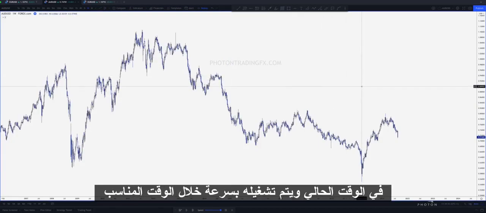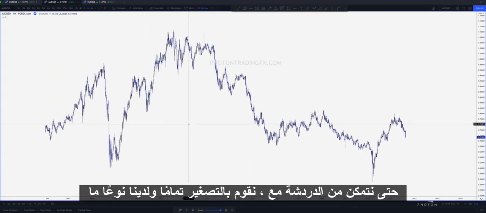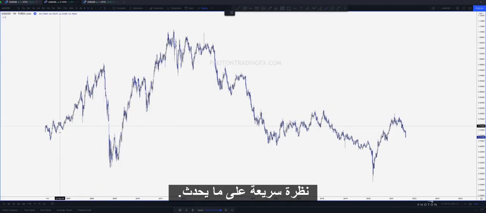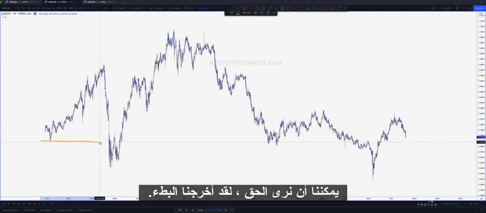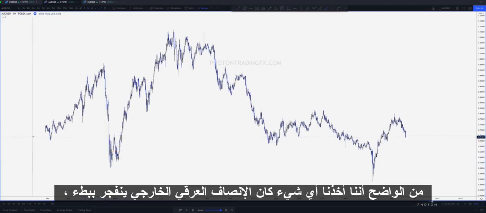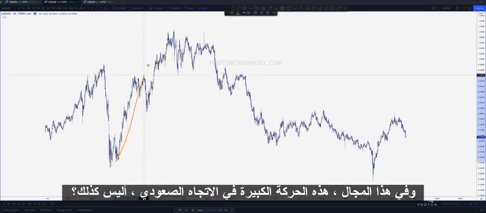Let's quickly run through the high time frame. On the weekly chart, if we completely zoom out, the data feed on forex.com doesn't really go back that far, it's 2006, but roughly we can see we took out this low, took whatever external range liquidity was below it, slightly tapped into a demand zone from prior years, and that fueled this large movement to the upside.